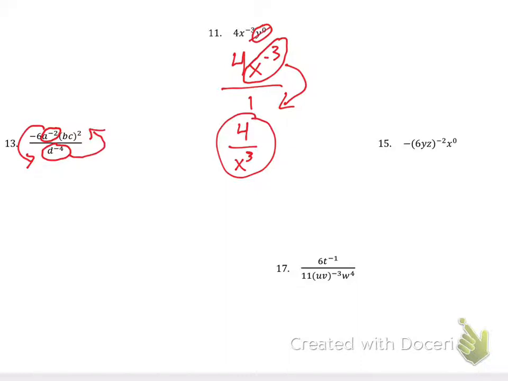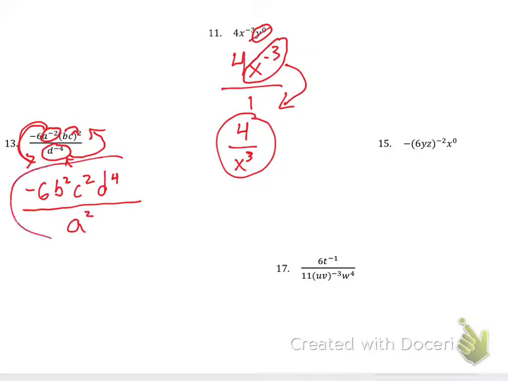So what that looks like then is negative 6, and then this square is going to go to both of these. So then it'll be b squared c squared. And then remember the d to the negative 4th right here is going to the top. So it'll be d to the positive 4. And then that will be over what we wanted to put on the bottom, that a squared. And that is your final answer.